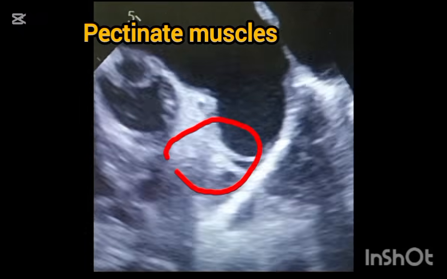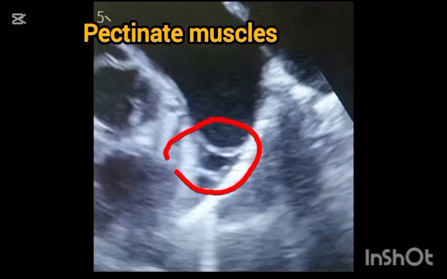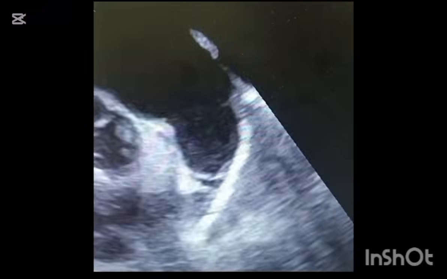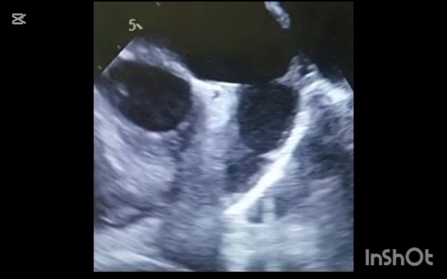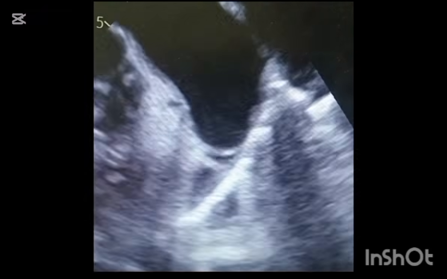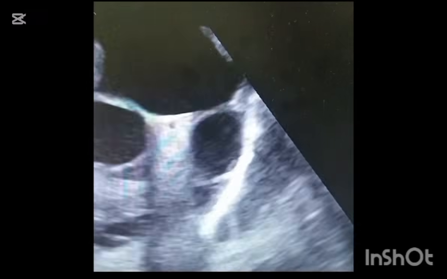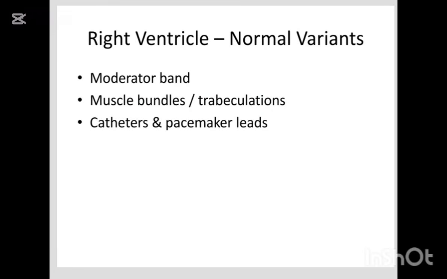Here you can see comb-like muscle ridges in the left atrial appendage. These are pectinate muscles. So this is also a normal variant, not a clot or mass in the left atrial appendage. Now the right ventricle normal variants are the moderator band, muscle bundles, trabeculations, catheters, and pacemaker leads, as you watched earlier in the video.